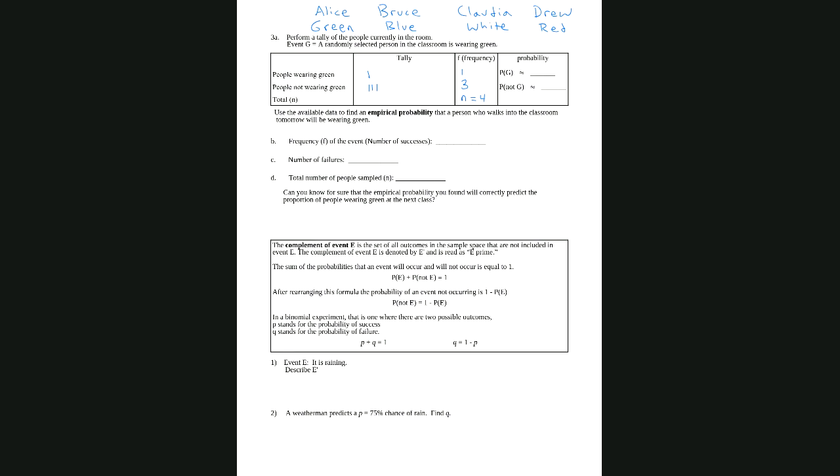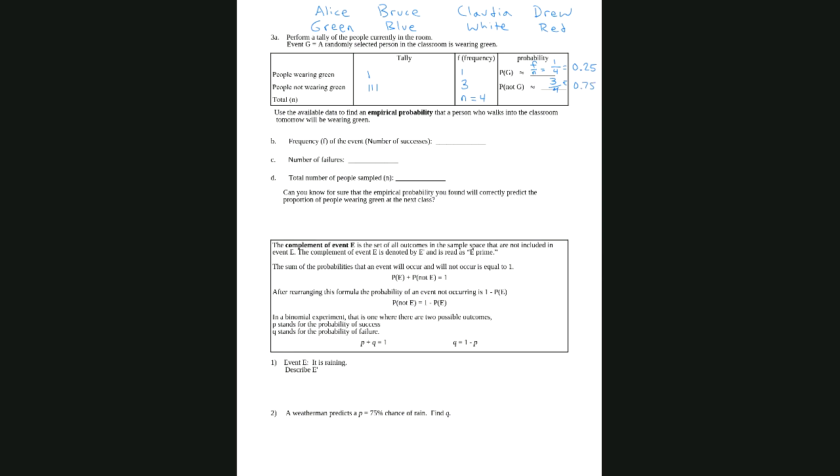Now in the past, we had created a frequency distribution where we calculated relative frequencies using the formula f over n. And this is the same kind of idea here. We're going to divide the frequency of wearing green by the total number of people. So the chance that someone's wearing green here empirically is 25%. The chance that someone's not wearing green would be 3 out of 4, or 75%.